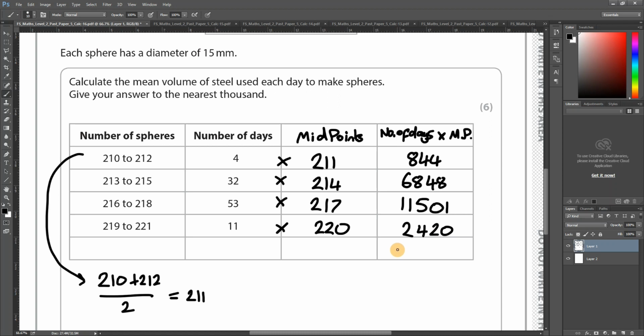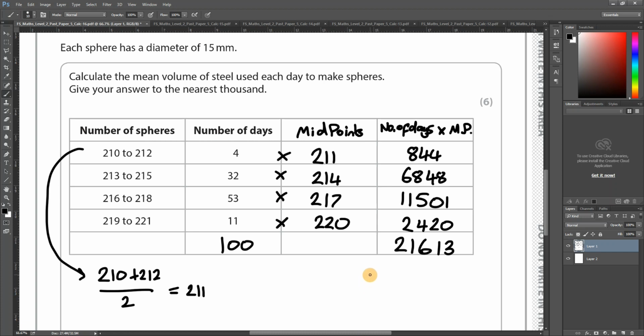That gives you 21,613 for the total. Okay, and you also need the total for the days as well. Technically, that's your frequency. Yep, that's going to be 100 days.